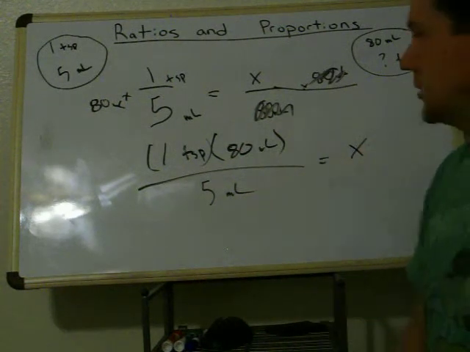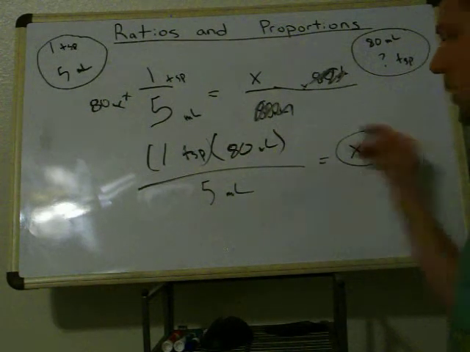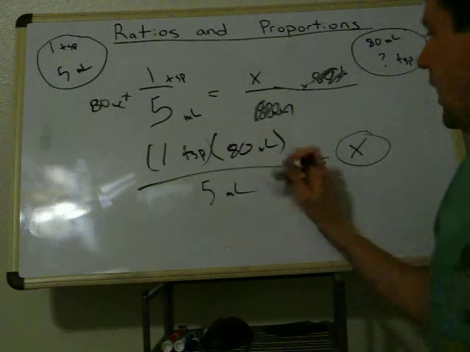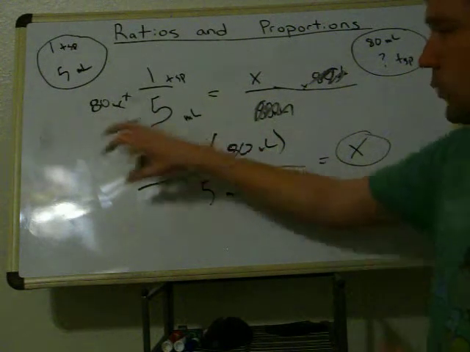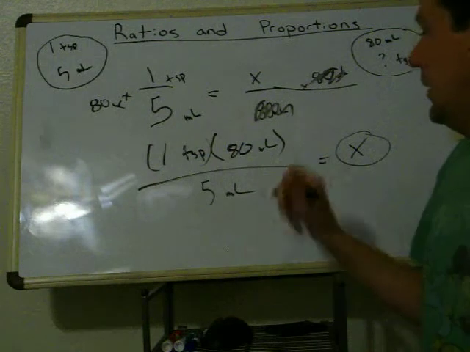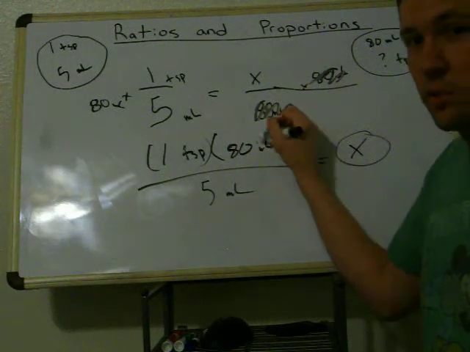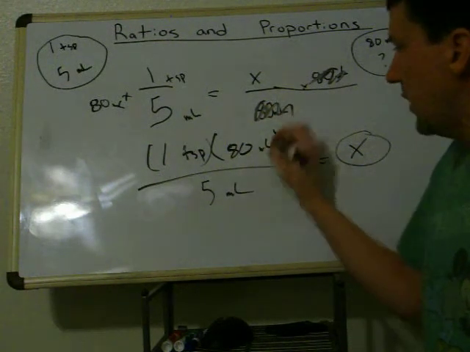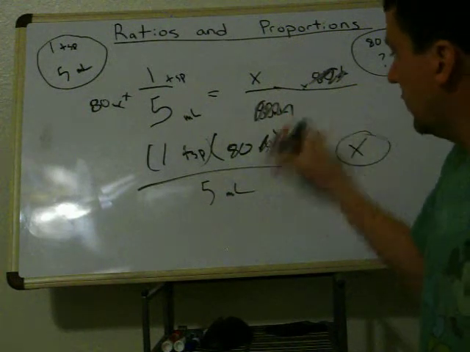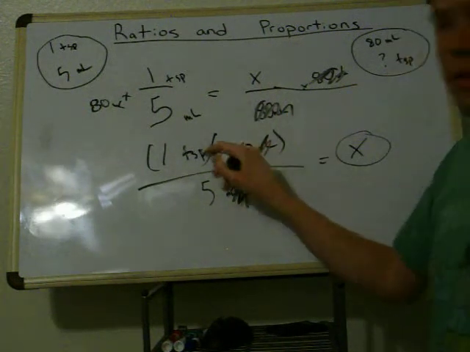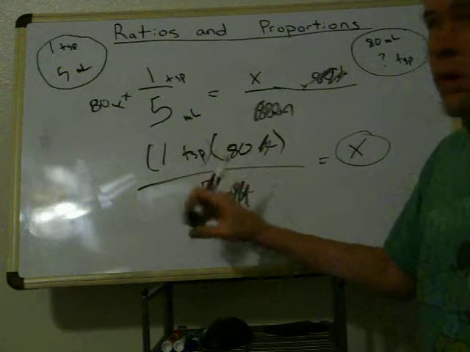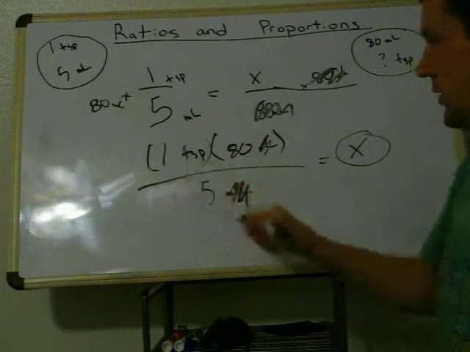Alright, we're actually almost done. We have x by herself, which is good. And in this case, we want to pay attention to the units. Since we have milliliters in both the numerator and the denominator, that can cancel out. But we just have teaspoon by itself, so we can't cancel that out, so we leave that there.